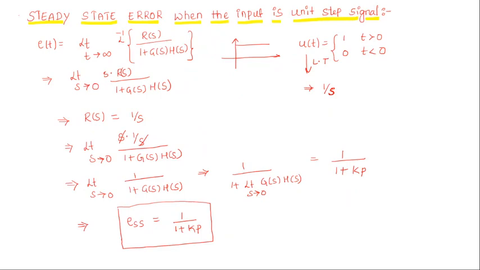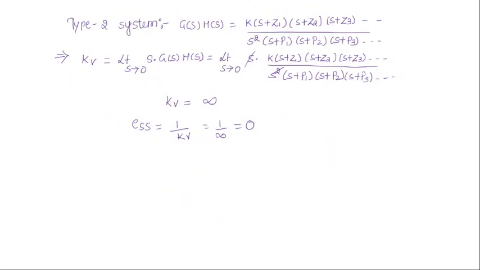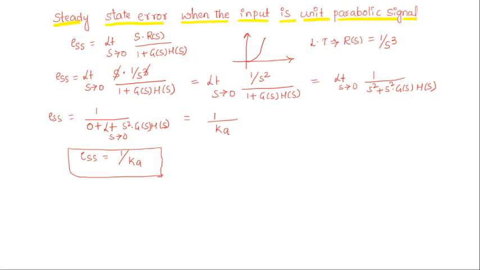So thank you everyone. Hope you understood what is the steady state error when the input is unit parabolic signal.